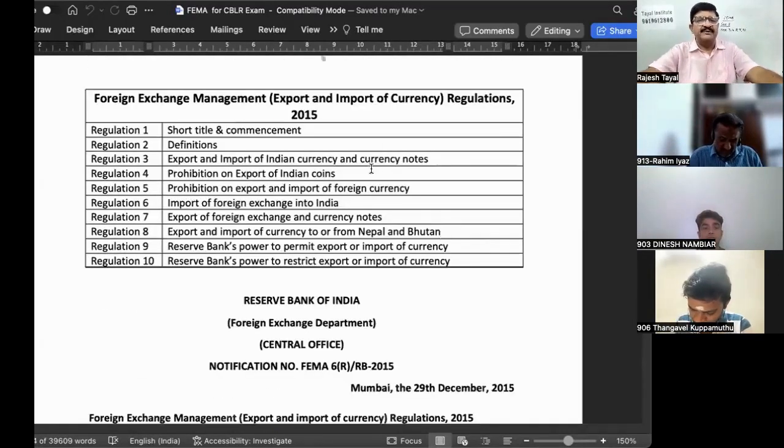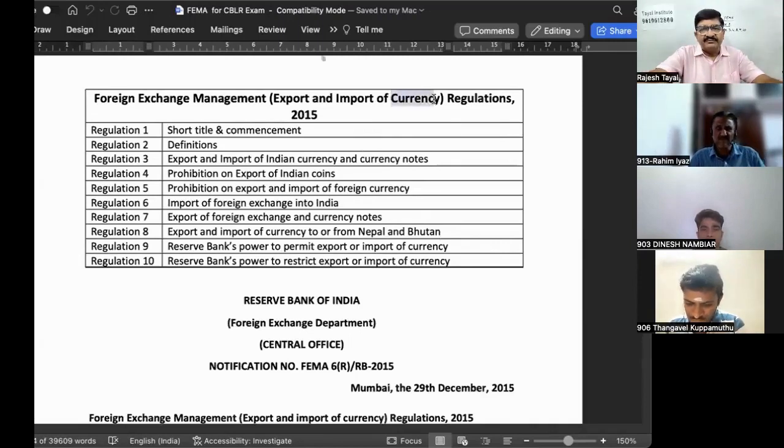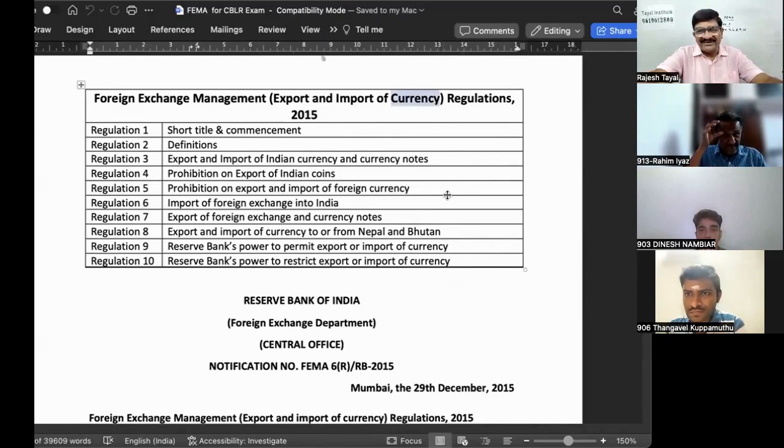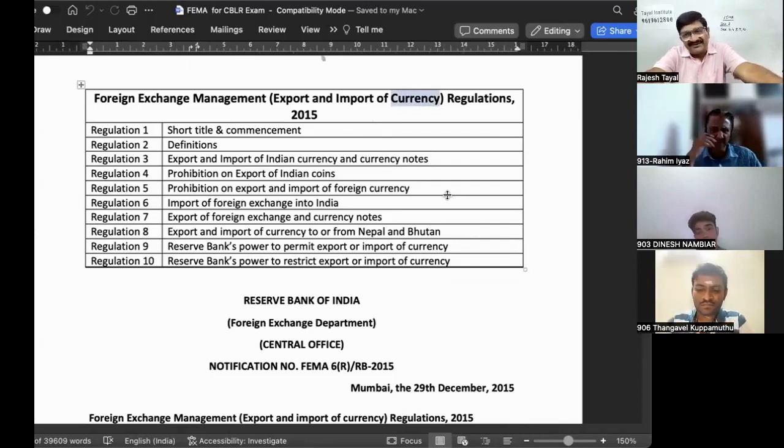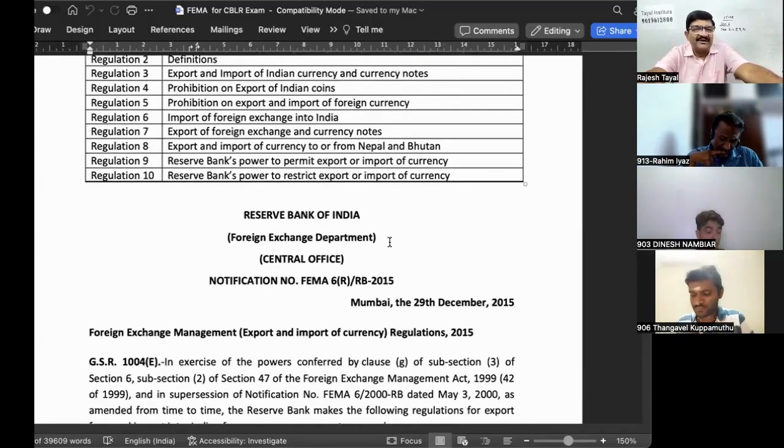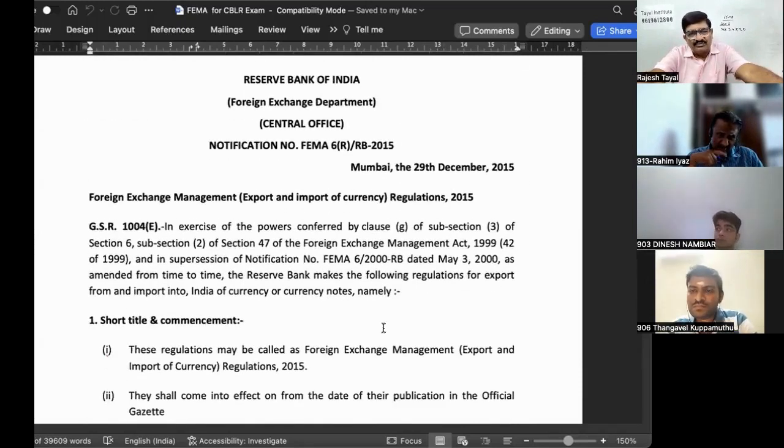This is here. Export import of currency. It is not import export of foreign exchange. This is import export of currency, hard cash, including traveler's check or some other instrument. Okay, so how much can be brought in and how much can be taken out, right?